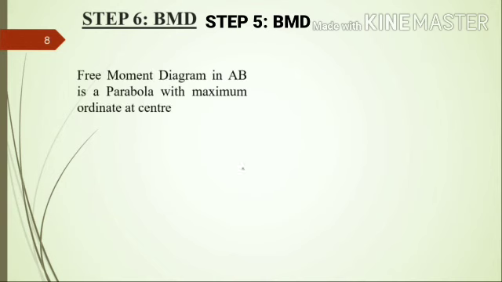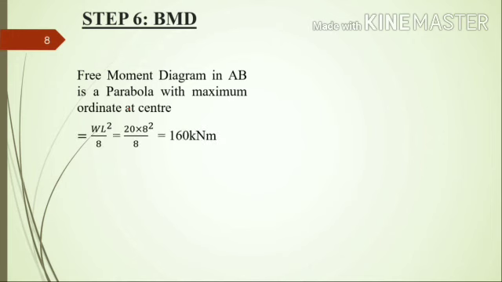So the next step is the bending moment diagram. First, the free moment diagram in AB. In span AB there is a UDL of 20 kilonewton per meter acting. Therefore the bending moment due to the external load will be a parabola, and the maximum ordinate will be at the center, with a value of WL square by 8. By substituting the values of W and L, we get 160 kilonewton meter. This is the bending moment diagram due to the external load, that is the free moment diagram.